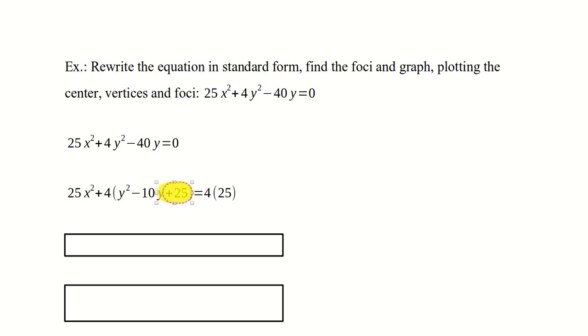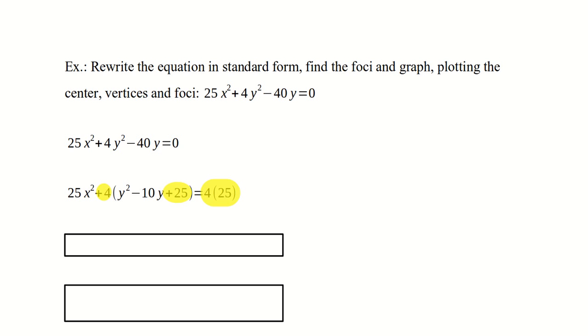Wait, hold on a second. We're not adding 25 to both sides. Notice that that 25 is inside of parentheses. It's being multiplied by 4. So if we're really adding 4 times 25 to the left side, we need to be adding 4 times 25 to the right side. So make sure you see that.